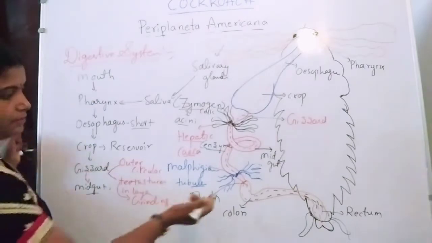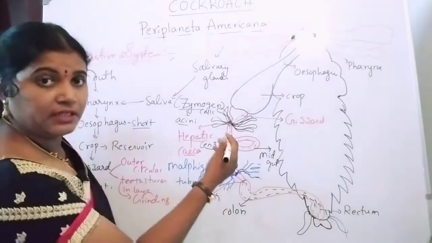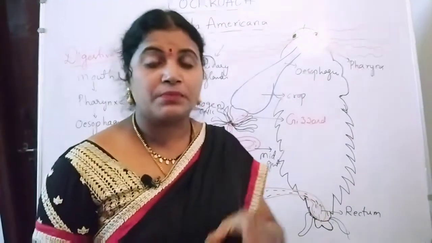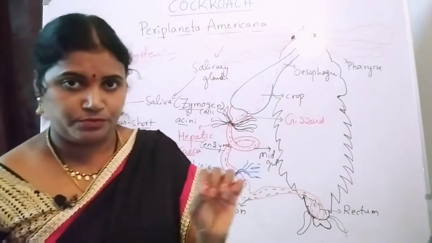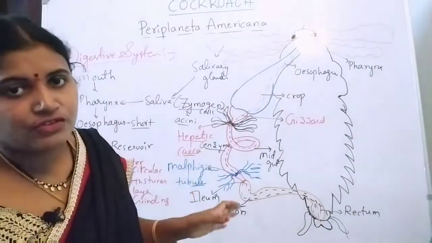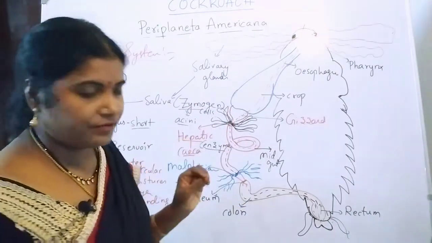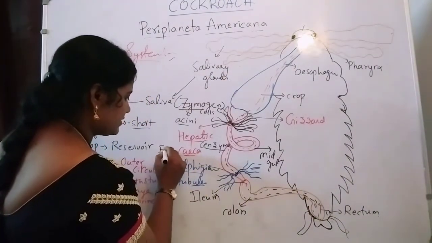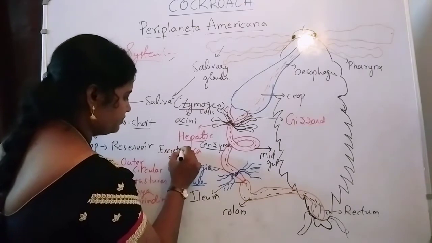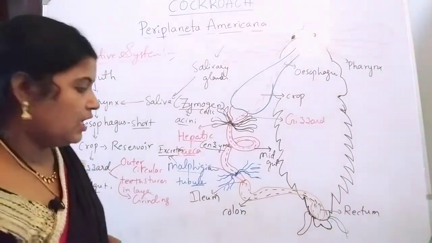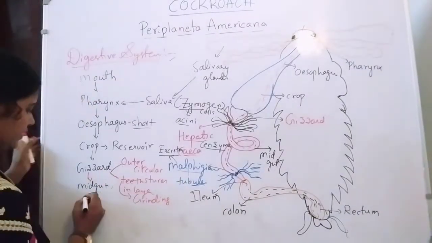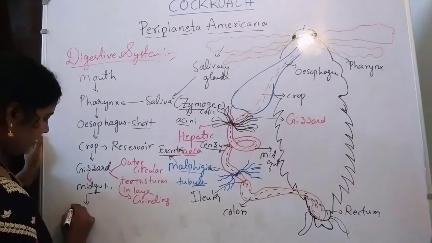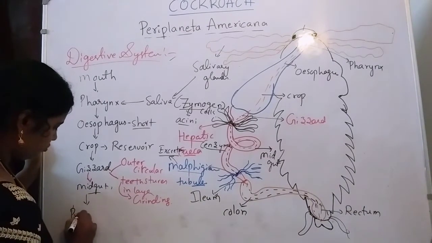After the midgut, between the midgut and hindgut, there are special structures, the Malpighian tubules. So these Malpighian tubules are excretory in function. Very important point here, Malpighian tubules are excretory in function. After the Malpighian tubules, next comes the hindgut, that is nothing but the proctodaeum.